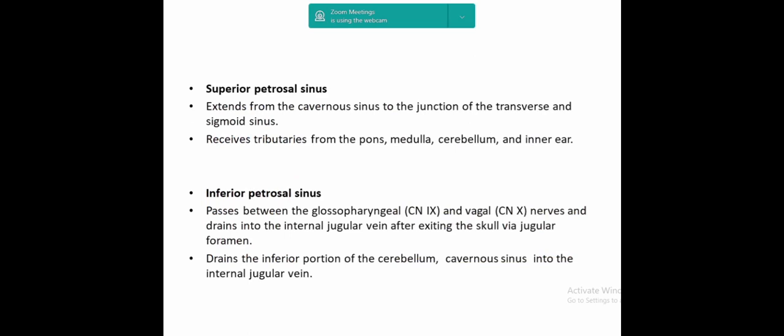Coming to the superior petrosal sinus, it extends from the cavernous sinus to the junction of the transverse and sigmoid sinus, and receives tributaries mainly from the pons, medulla, cerebellum, and inner ear. The inferior petrosal sinus passes between the glossopharyngeal and vagus nerves and drains into the internal jugular vein after exiting through the jugular foramen. It mainly drains the inferior portion of the cerebellum and also receives from the cavernous sinus into the internal jugular vein.